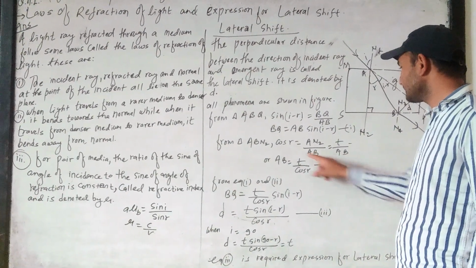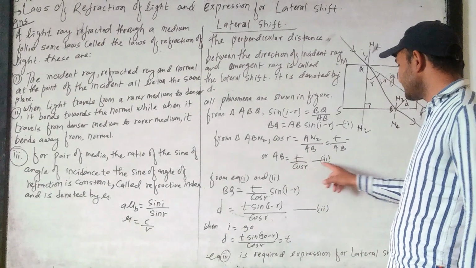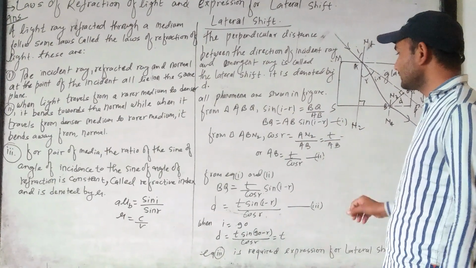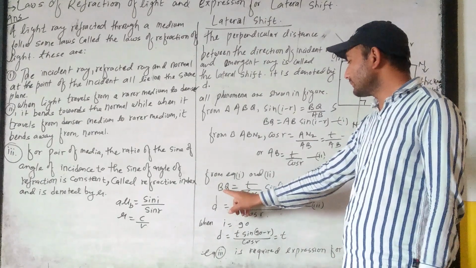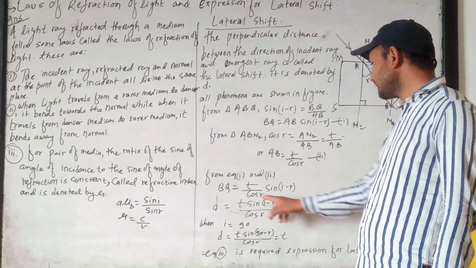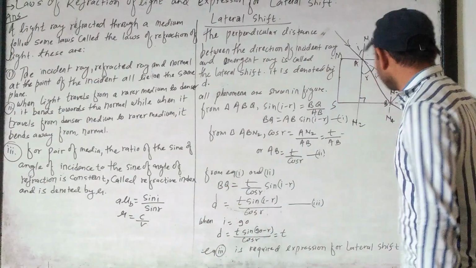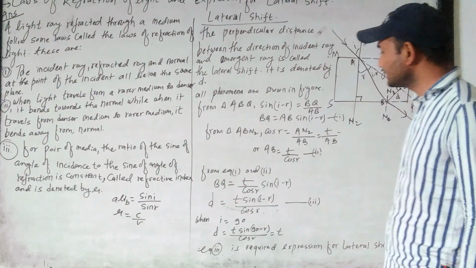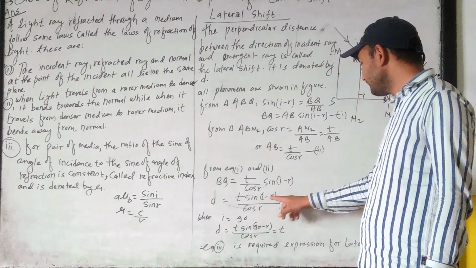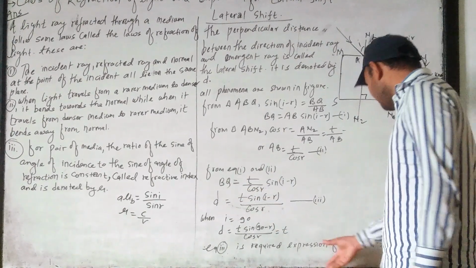And when you cross multiply and take AB to the left side, then AB equals t by cos r is the second equation. Here BQ equals AB sin(i minus r) is the first equation. When we combine these two equations, you may write this way: BQ equals t sin(i minus r) with cos r in the denominator. Similarly, in place of BQ, you know BQ means distance, so I write here d, and t is as it is, sin(i minus r) is as it is, cos r is as it is. This is the required expression for this lateral shift.